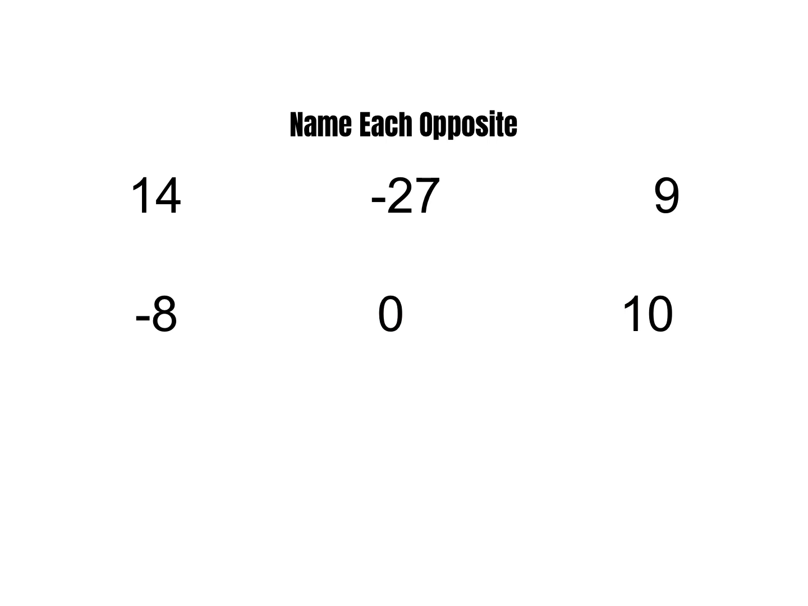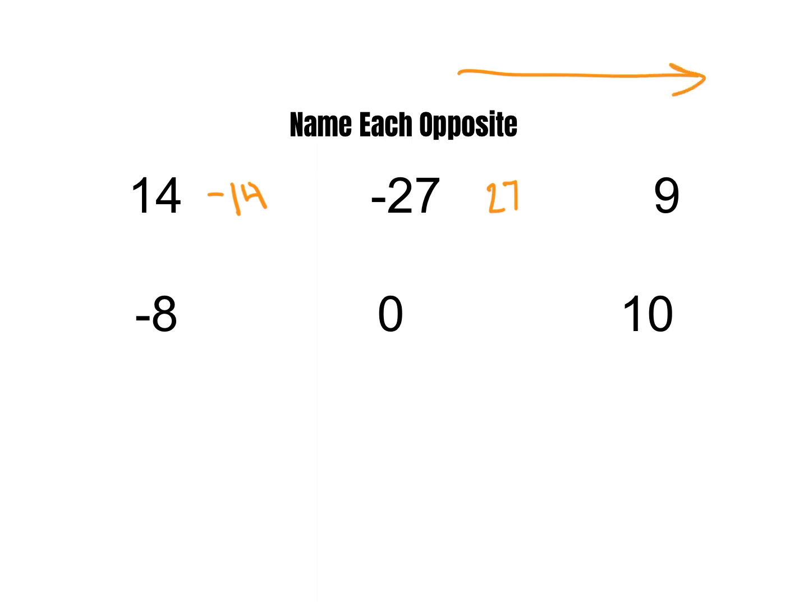The first thing on your test is that you need to know the difference between an opposite and an absolute value. The opposite of a number is taking the sign and doing the opposite. So the opposite of 14 is negative 14. Simple as that. The opposite of negative 27 is positive 27.